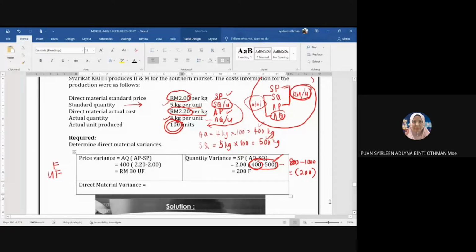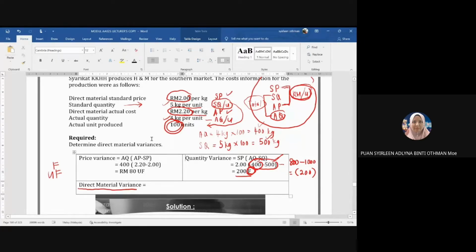Baguslah. Sebab saya masih keluarkan 100 unit barang, tapi saya hanya guna 400 kg saja bahan mentah. So I jimat 100 kg and I can use that 100 kg untuk produce some more. Okay, so that's why you dapat 200 favorable, bagus. Okay, that means you are efficient. Okay, so nak kira direct material variance.